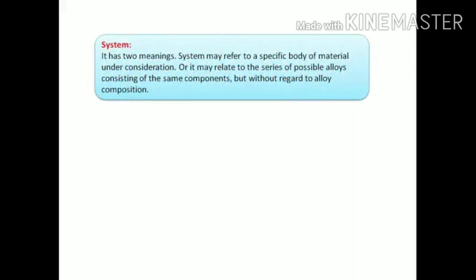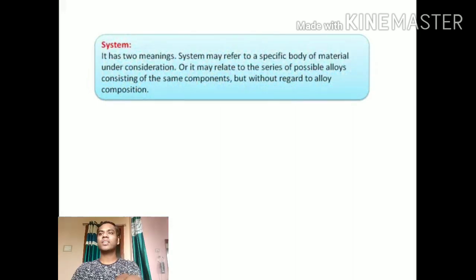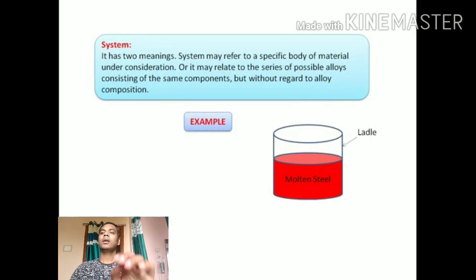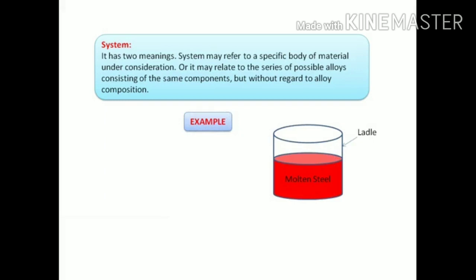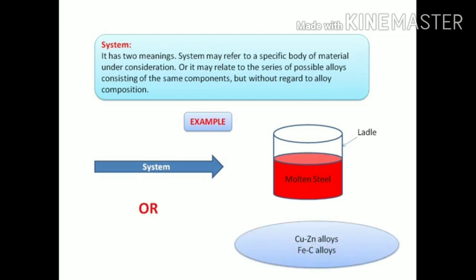System. It has two meanings. System may refer to a specific body of material under consideration. For example, a ladle of molten metal. If our area of study is the molten metal that is contained in a ladle, this ladle of molten metal becomes a system. Another meaning of system is a series of possible alloys consisting of the same components. For example, alloys of copper and zinc or alloys of iron and carbon.